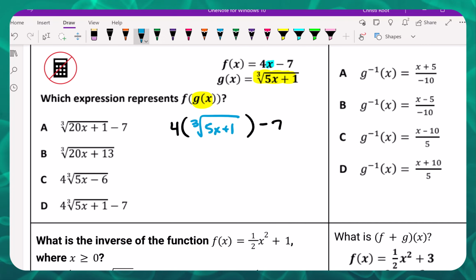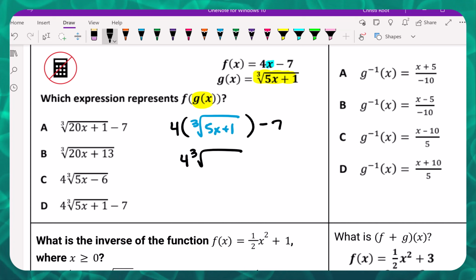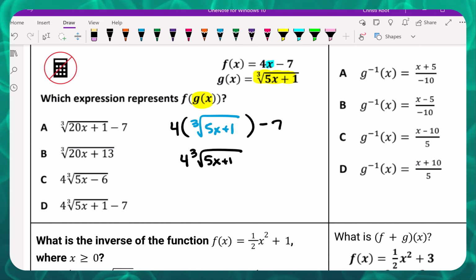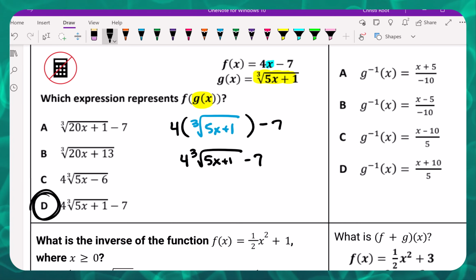You're going to have to simplify it a little bit. Let's see what happens. So 4 times this whole radical is just going to be 4 cube root of 5x plus 1. You're not allowed to multiply inside the radical. It's like an invisible barrier. So it looks like that's the only thing I can do. So it is D. See what it does right here? It gives you like 20. So if you didn't know about that barrier, you're going to pick A or B, which is incorrect.